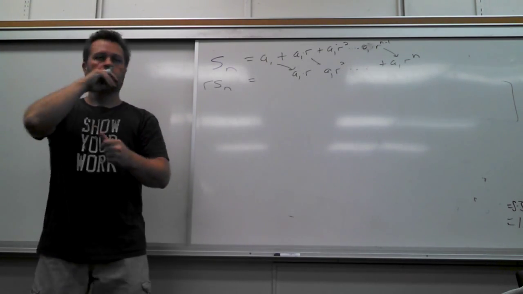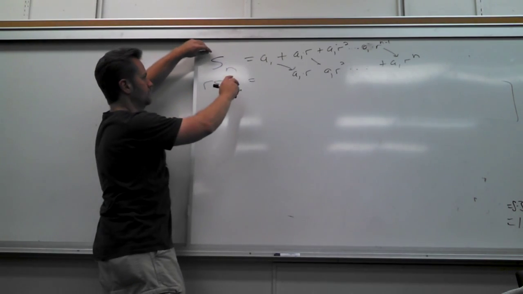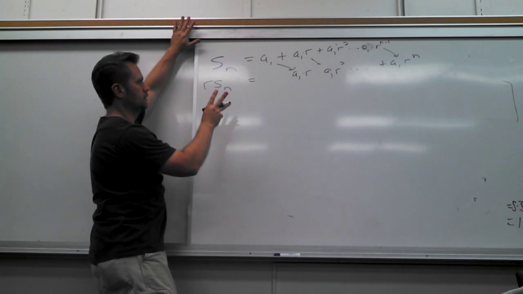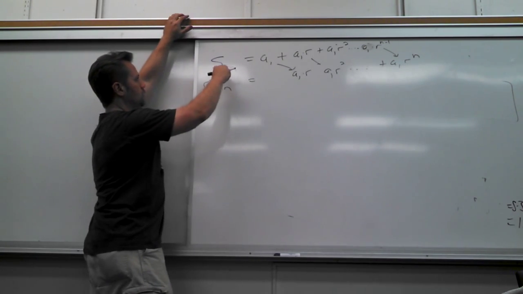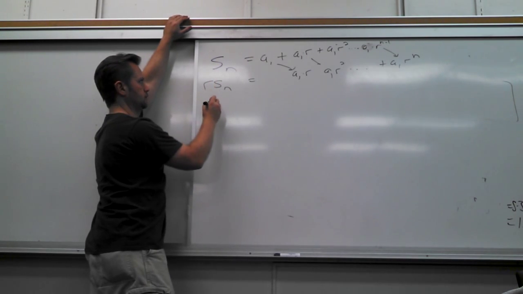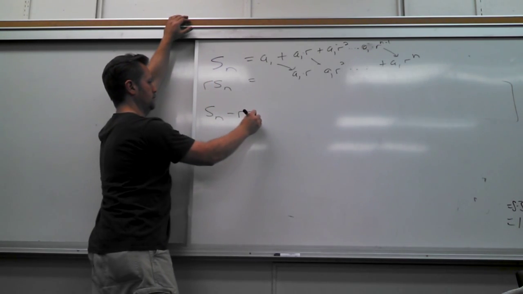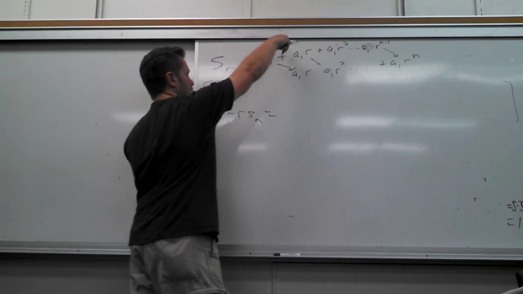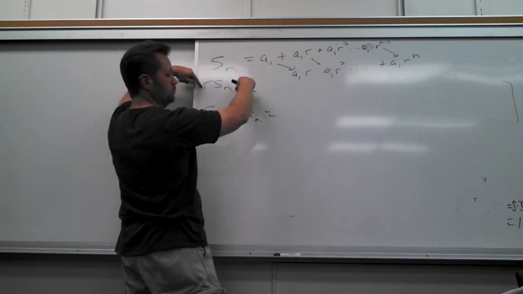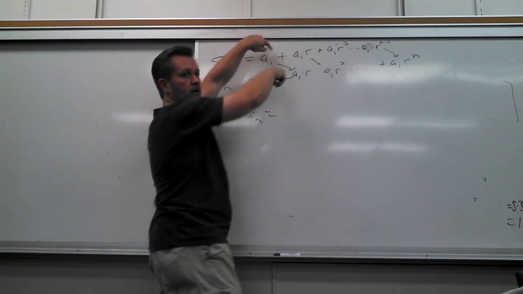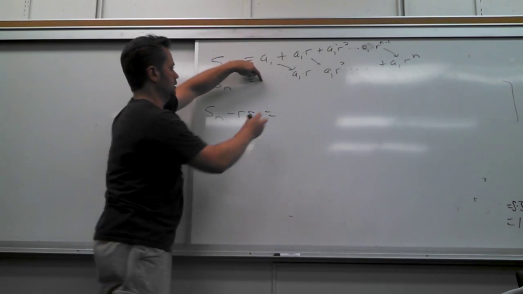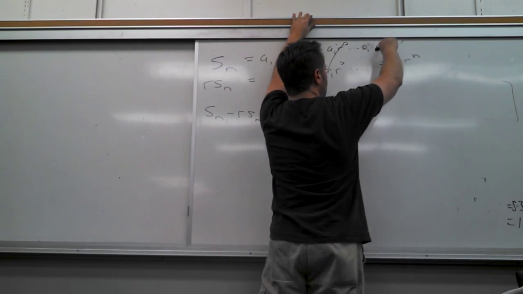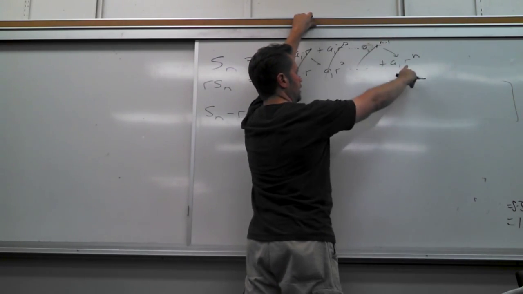Because I'm weird. Now watch, this is kind of cool. What's this minus this? Sn minus r Sn, right? So I just subtracted this from this, so I'm going to do the same thing to this side. A1 minus 0 is A1. This cancels. This cancels. All the stuff in the middle, and even this cancels. And I'm left with just that.